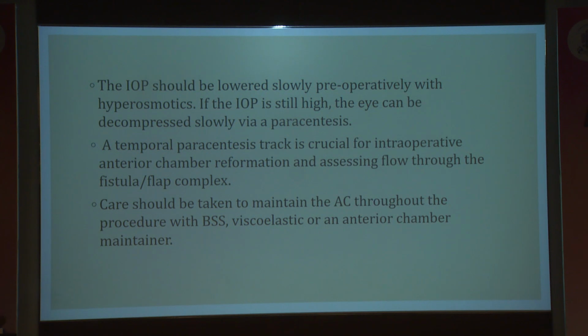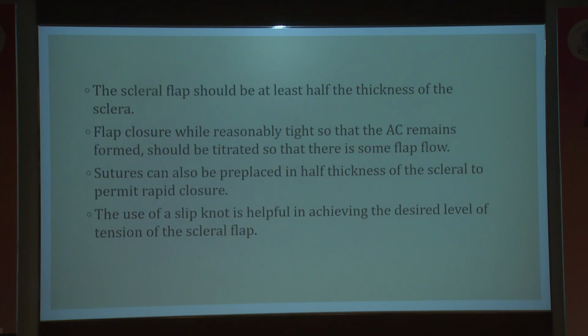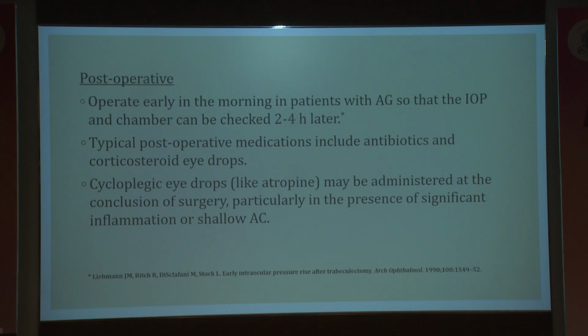IOP lowering should be slow, either with preoperative mannitol or a slow decompression using a side port. And keep the AC maintained to prevent an intraoperative suprachoroidal. Scleral flap should always be half thickness and should adequately cover the ostium on both sides. And for the flap closure, typically use a slip knot technique because it helps in adjusting the suture tightness. And post-operatively, ideally advanced glaucomas operate early in the morning so we can see them quickly later to check any early complications.